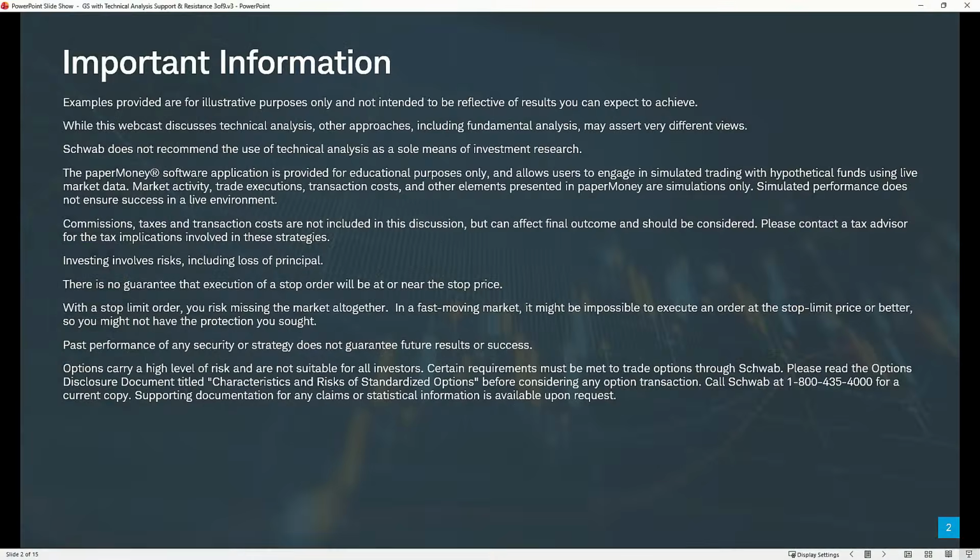Just before we get into the thick of things, know that all the examples that we provide today are for illustrative purposes only. None of them are intended to be an indication of the kind of results you might expect to achieve. This is a technical analysis class, so we're going to spend our time focused on the charts rather than looking under the hood at fundamental analysis and things like price earnings ratios. Although our focus is on technical analysis, we're not recommending that this be your only basis of making a trading decision. We'll use the Paper Money software application on the Thinkorswim desktop platform.